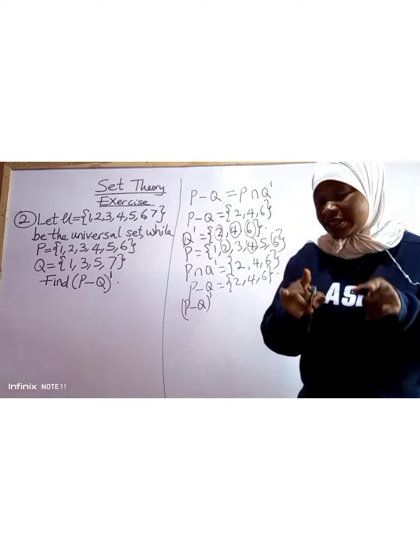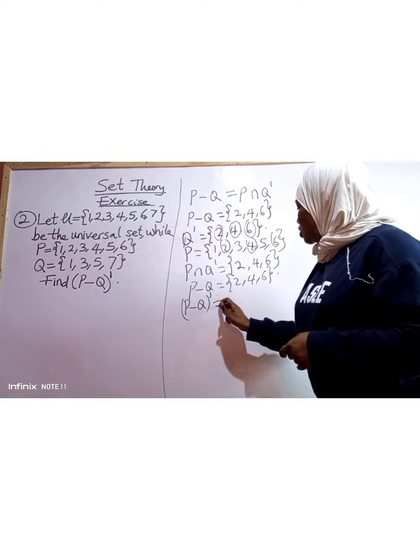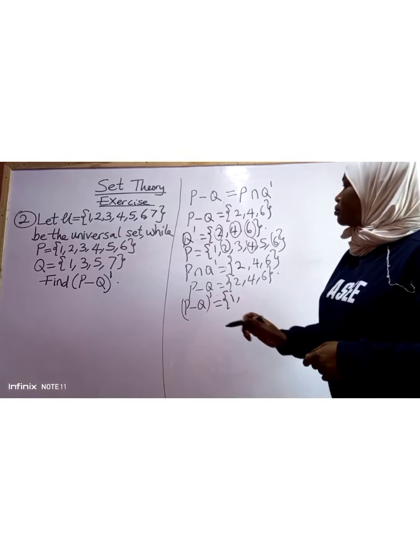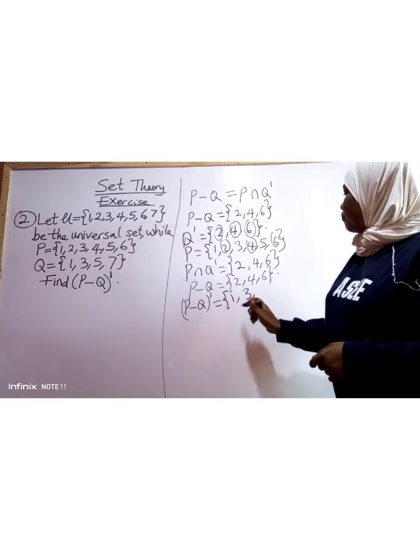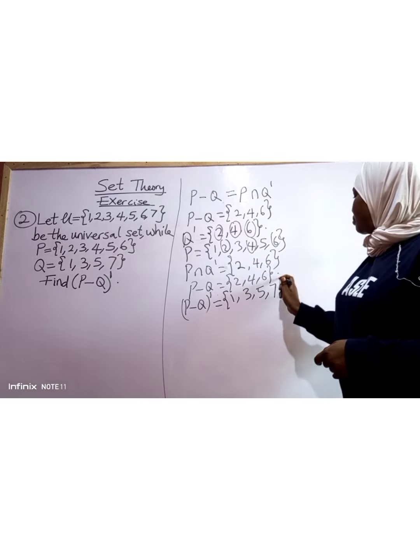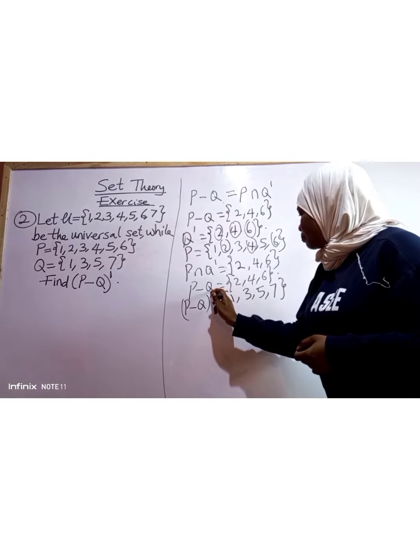So to find P minus Q prime, P minus Q prime will be all the elements that are in the universal set that are not in P minus Q. And those elements are 1, 3, 5, and 7. So that is our P minus Q prime.